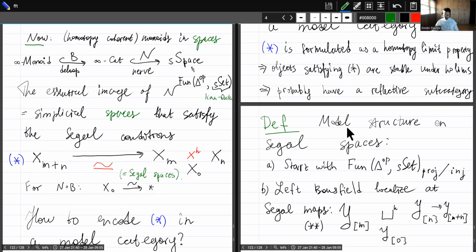So the model structure on Segal spaces, meaning simplicial objects in simplicial sets, or even more precisely, the category of functors from the opposite category of Delta to simplicial sets, is equipped with a model structure in two steps. In the first step, you will construct what is sometimes called a global model structure.